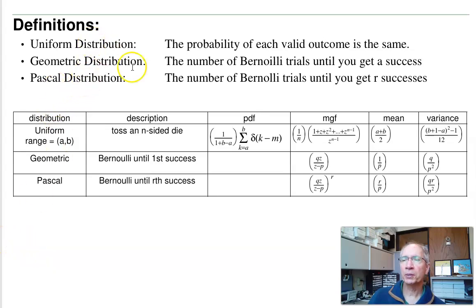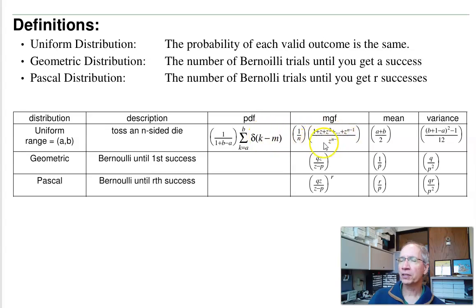Now for uniform distribution, the PDF is, if I have uniform numbers between A and B, the probability of each number is 1 over 1 plus B minus A, basically 1 over n, where n is the number of numbers, like 1/6 for a six-sided die, times the delta function between those numbers. I can get the answers 1 through 6 for a six-sided die.